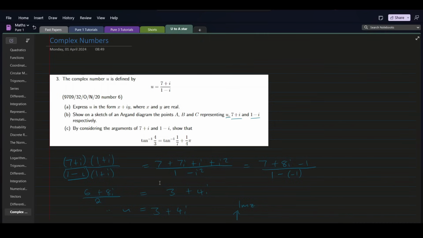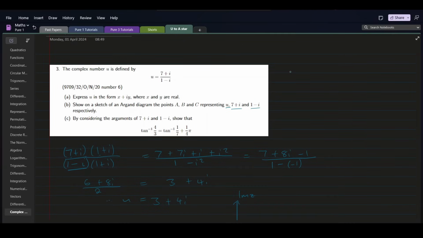Okay, part C, by considering the arguments of 7 plus i and 1 minus i, show that arctan of 4 over 3 is equal to arctan of 1 over 7 plus a quarter pi. Alright, so the way we can get this is by saying that the argument of (7 plus i) over (1 minus i), which is u, is equal to the argument of 7 plus i minus the argument of 1 minus i. So arg of (7 plus i) over (1 minus i), that's the same as arg of u, and this should be equal to arg(7 plus i) minus arg(1 minus i).